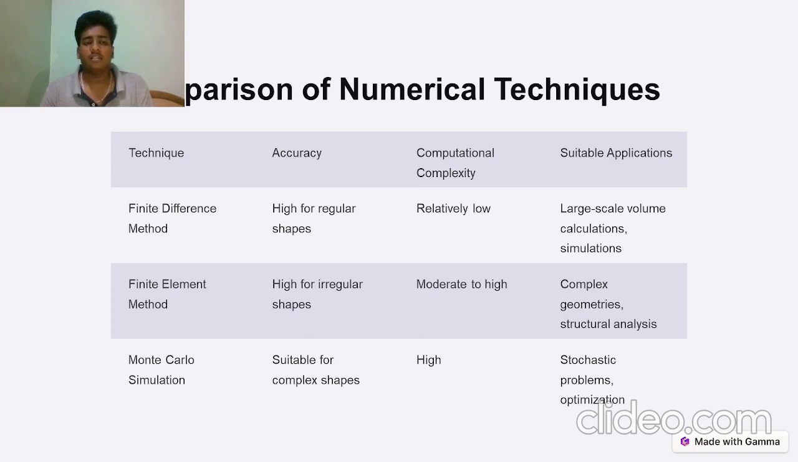The second one is the finite element method. When it comes to accuracy, it is high for irregular shapes, with moderate to high complexity, and it is used in applications like complex geometries and structural analysis. The third one is Monte Carlo simulation, suitable for complex shapes, high in accuracy and complexity, and it is used in applications like stochastic problems and optimization.